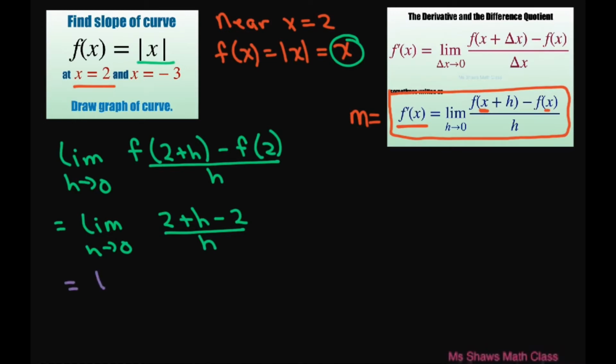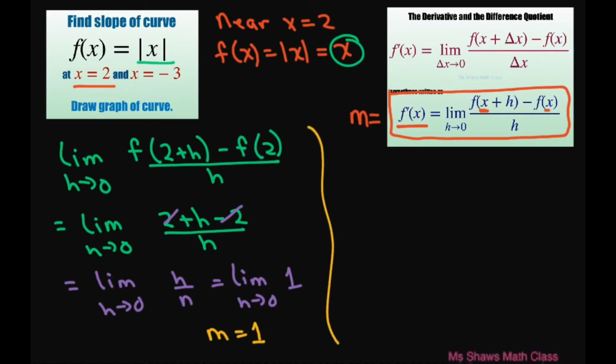This is going to equal the limit as h approaches 0. The 2's cancel and you're going to have h divided by h. This is going to give you the limit as h approaches 0 of 1. So that just means our slope is 1.